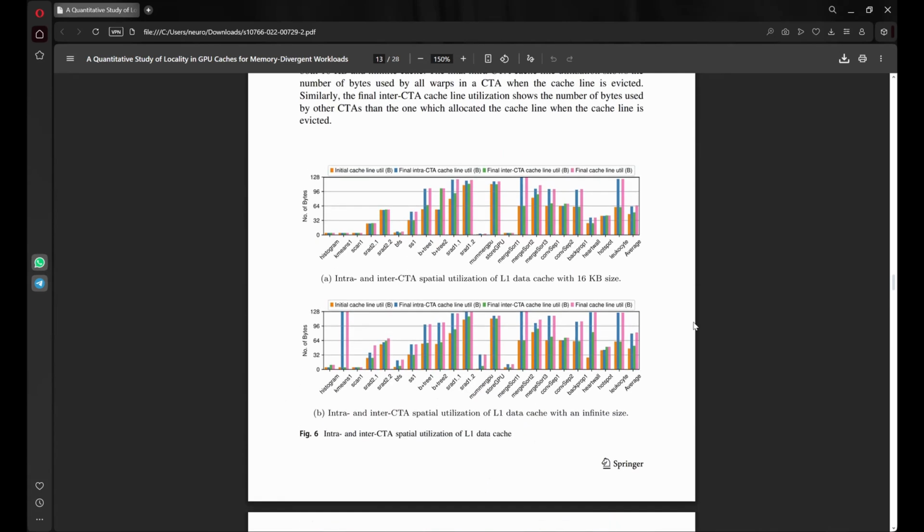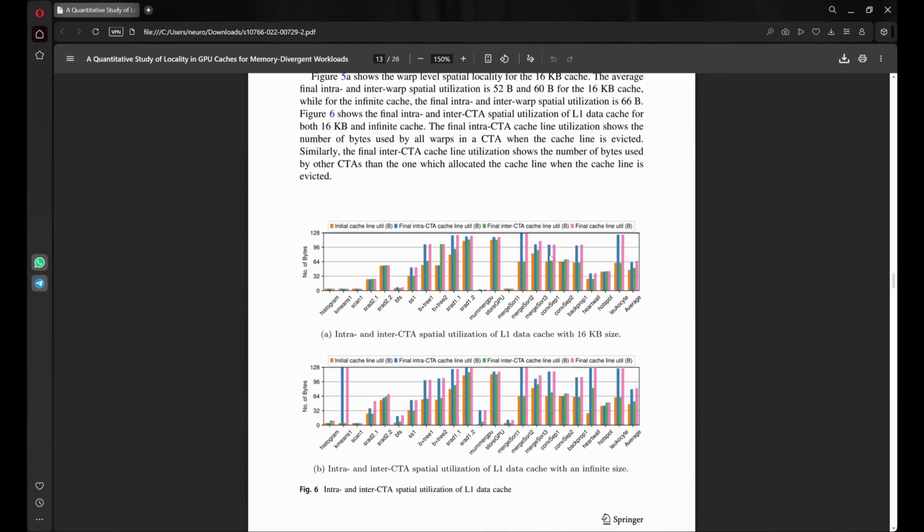So they go on to intra and inter CTA spatial utilization, and a CTA is yet again a collection of warps. When they refer to intra CTA, they're saying that for a thread that brings a cache line in, is there some other thread within the exact same CTA, either from a different warp within the same CTA or the same warp, that's utilizing the data for the cache line that was brought in?